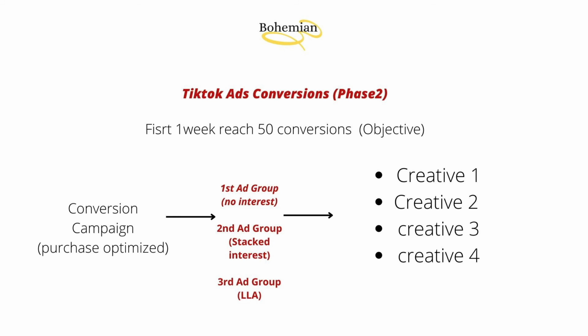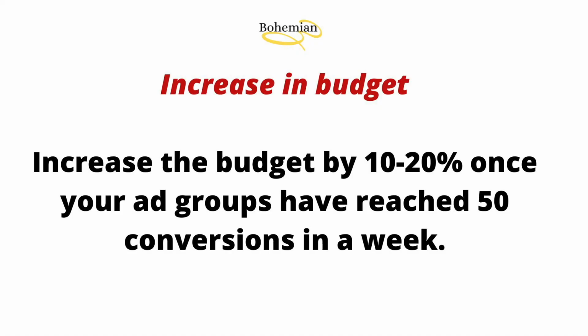Phase 2 is the conversion campaign. It's optimized for purchase, and we have ad group 1, ad group 2, and ad group 3. Ad group 1 is no interest. Ad group 2 is interest stacked, and ad group 3 is LLA. Okay, this is how you want to scale TikTok ads. Again, if you want to pause this video, you can.